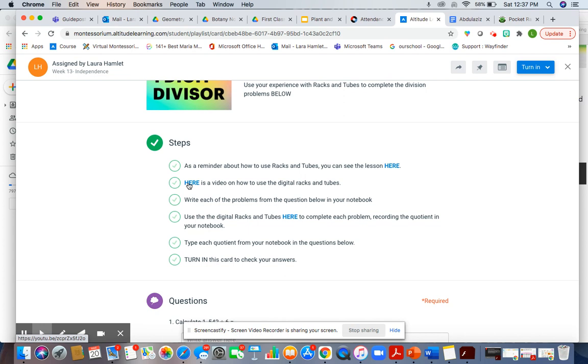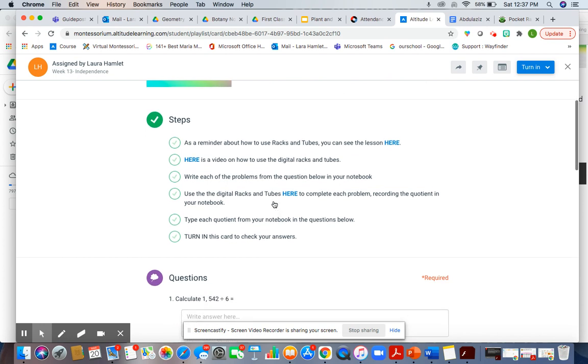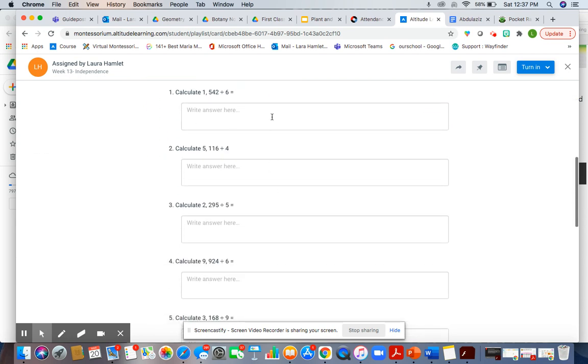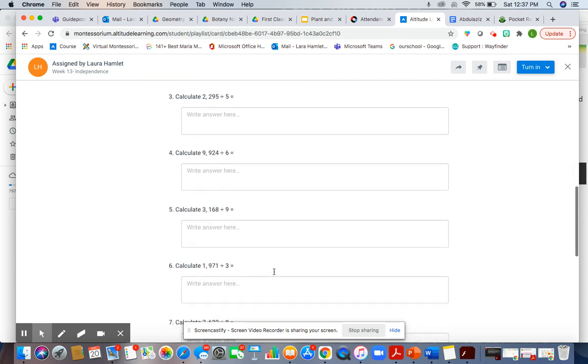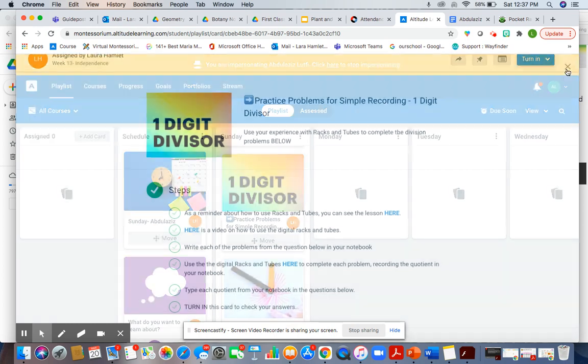The biggest piece of advice is don't get too click happy and be patient. Then, once you have a good understanding of how to use this material and you feel comfortable, using the problems you've written in your notebook, go ahead and complete them using the racks and tubes. As you complete them, write the quotient down in your notebook. Then you can return to this card, typing in your answers here, and checking them before turning it in.